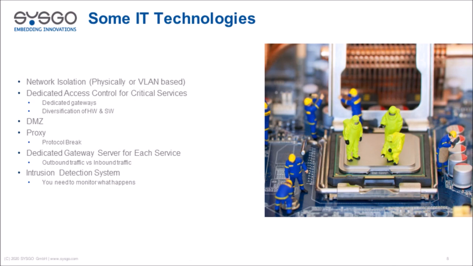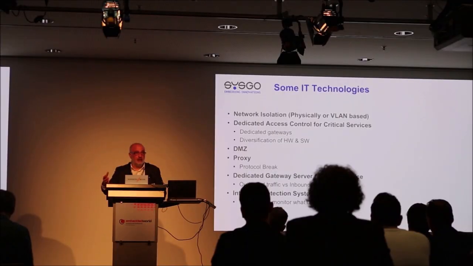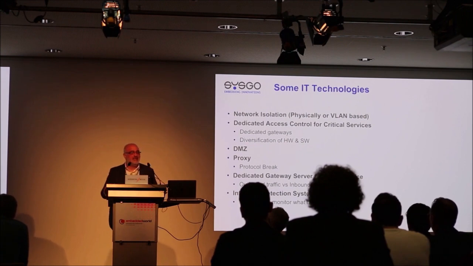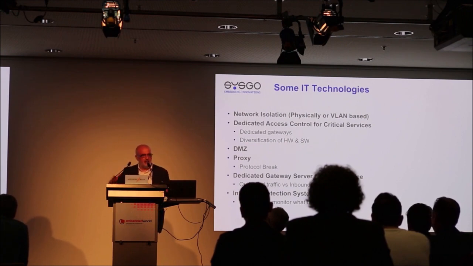And IDS, intrusion detection systems, because you want to know what's happening in your system. So you want to have probes on sensitive areas inside your network in order to figure out if something bad is happening. I'm not talking about antivirus and all these kinds of things. This is more on the infrastructure layer.